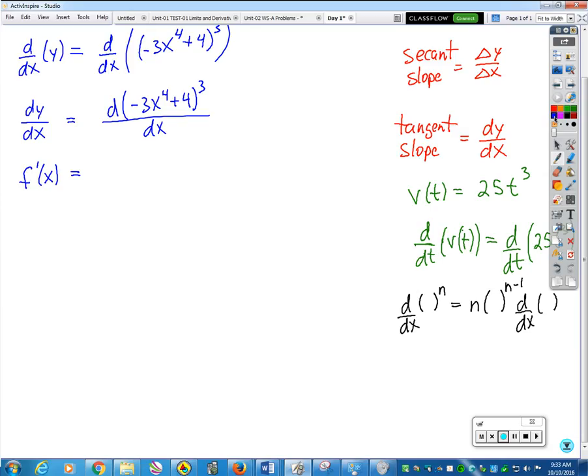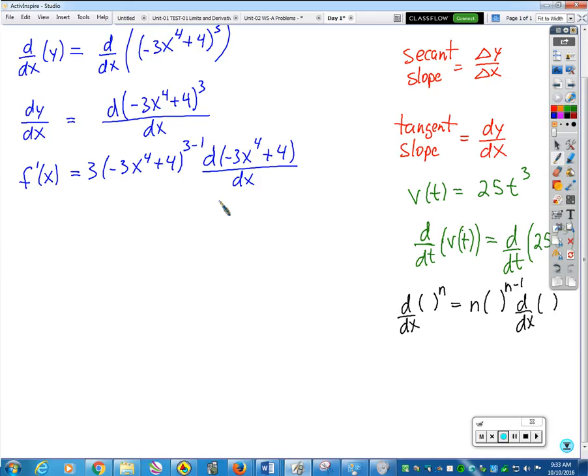Deborah. Is it 3, and then in parentheses, -3x to the 4th plus 4, close parentheses, to the 3 minus 1, then d of -3x to the 4th plus 4 over dx? Perfect. Questions? If you can't see it, you don't have to ask a question, you just say, I've got to see it again, or whatever.